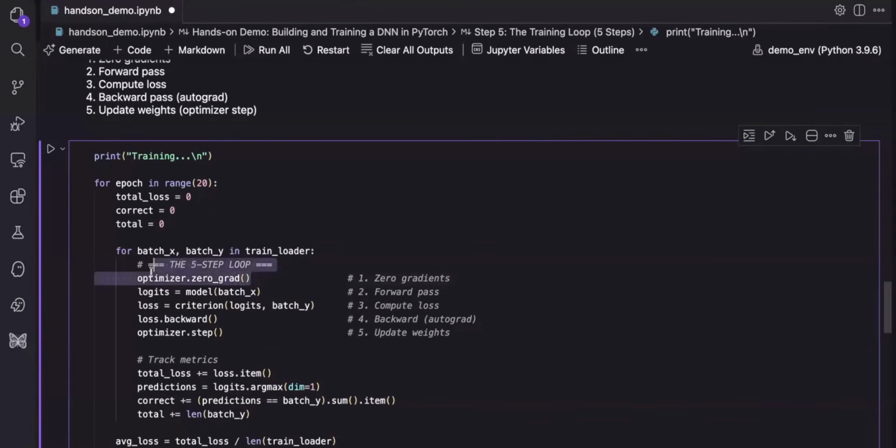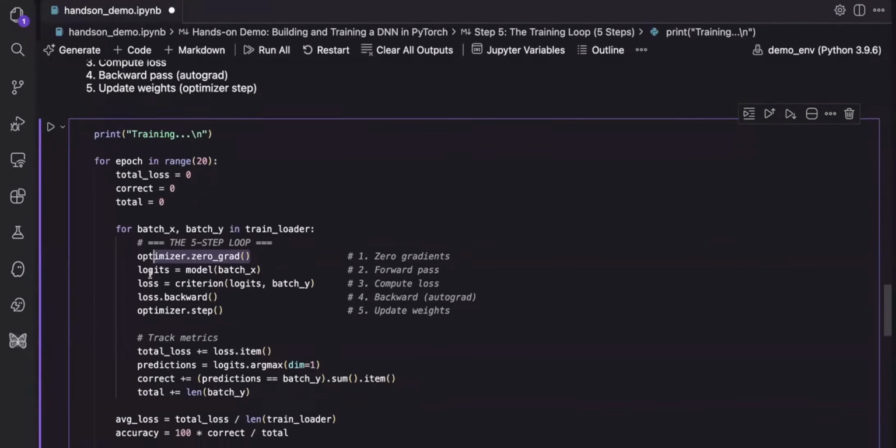Then we have this optimizer.zero_grad, which clears the gradient from the previous step. This must be the first line in every training step, every single time. If you forget it, gradients from the last batch accumulate on top of the current batch's gradients, and your updates become completely meaningless. This is the number one bug beginners hit. So you have to put it first every time, and there is no exception to it.